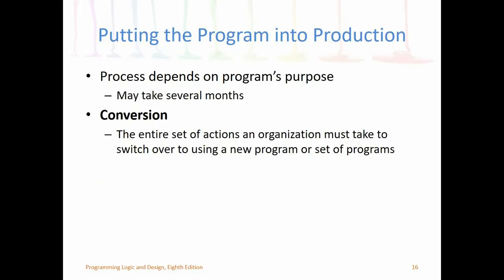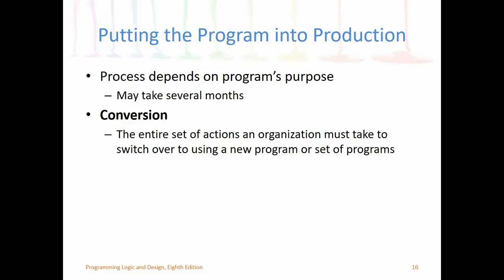Putting the program into production comes after the developing of the program and writing the code. The process depends on the program's purpose and may take several months to develop. Then there are the conversions, which are the entire set of actions an organization takes to switch over to use a new program or set of programs. Now we have a program in production, we need to put it down, and we have another program going in. This is the life cycle of a program.